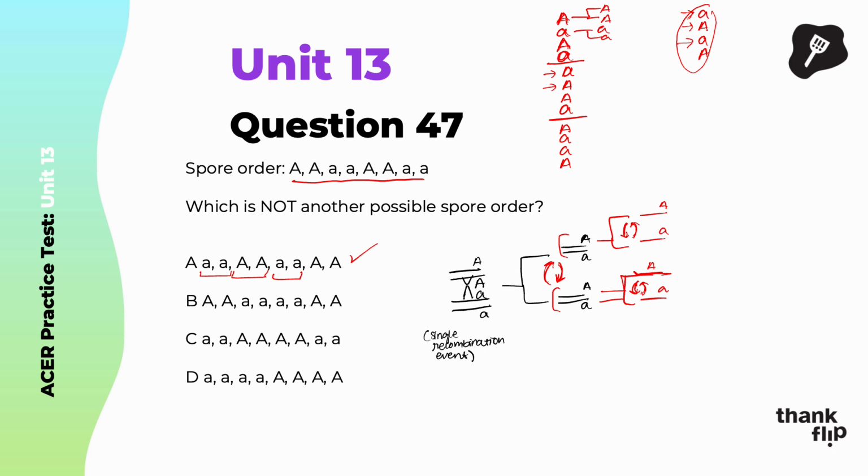Now let's look at the next one. So we just have A, lowercase a, and capital A. So then looking there, that's this one. So this is a possible spore order.